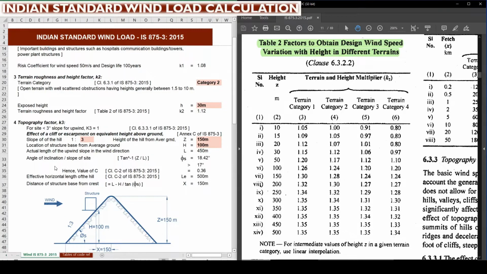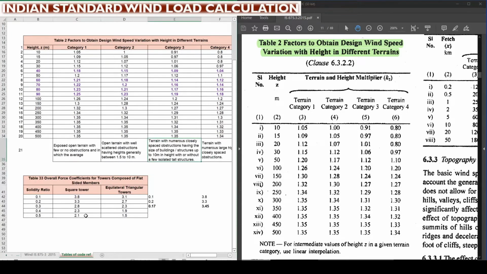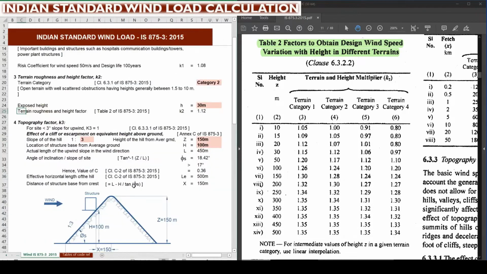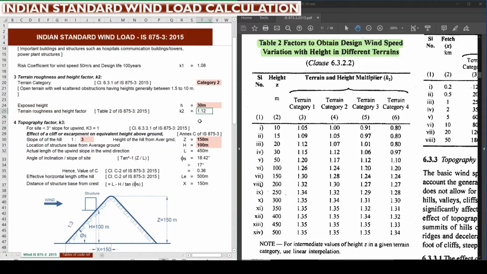This table is also extracted in the Excel sheet, in the right side tab, tables of code reference. Based upon the height it is entered here. So while we are selecting the category and entering the height, this K2 is directly picked up from the right hand side tabs, which are calculated using the interpolation method. So the K2 factor is 1.12.